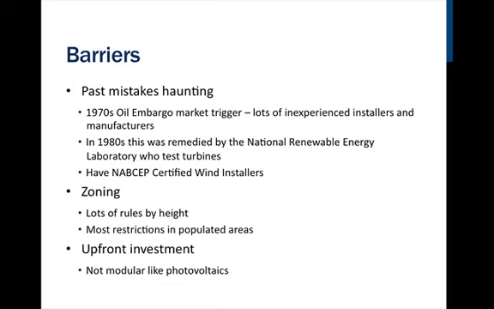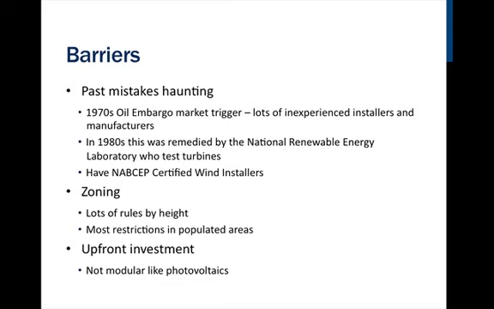As there is with PV and solar thermal, there are also checks and balances for the installation of wind turbines. Make sure when you start the process of installing a system that you are getting proven systems installed by experienced professionals. Make sure that your turbine has been tested by NREL and that you are using a North American Board of Certified Energy Practitioners, or NABCEP, certified wind installer, so you know that they have experience.